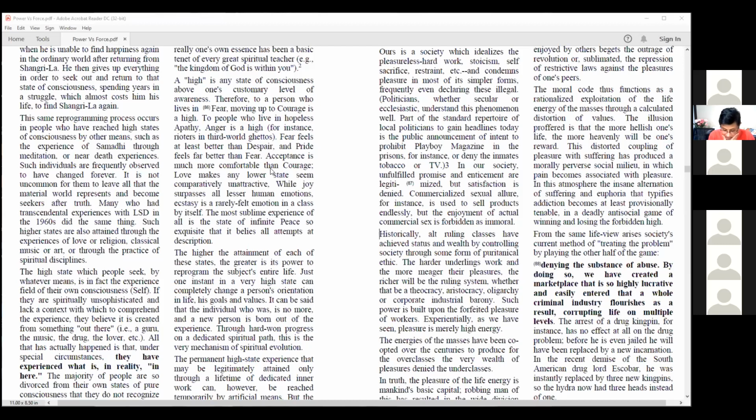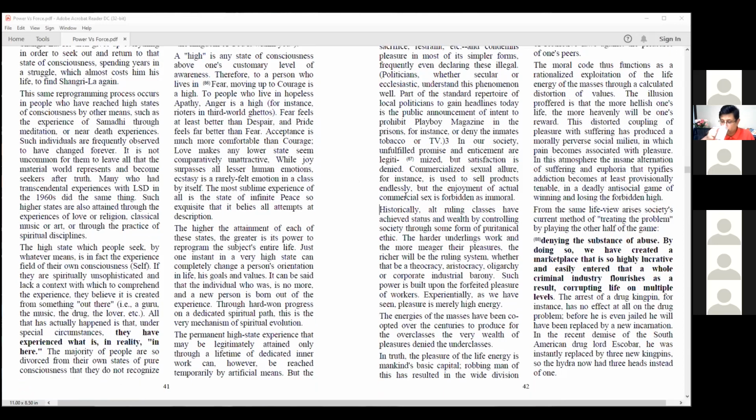Historically, all ruling classes have achieved status and wealth by controlling society through some form of puritanical ethic. The harder underlings work and the more meager their pleasures, the richer will be the ruling system, whether that be a theocracy, aristocracy, oligarchy, or corporate industrial barony. Such power is built upon the forfeited pleasure of workers. Experientially, as we have seen, pleasure is merely high energy. The energies of the masses have been co-opted over the centuries to produce for the overclasses the very wealth of pleasures denied the underclasses.